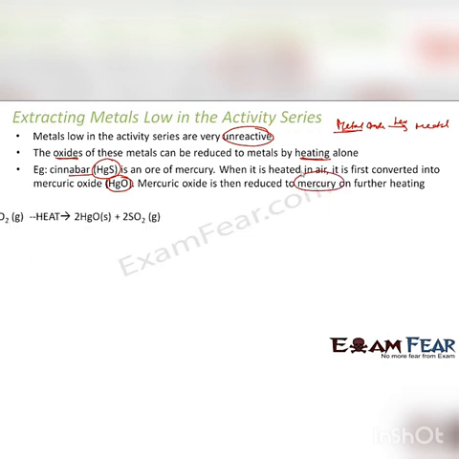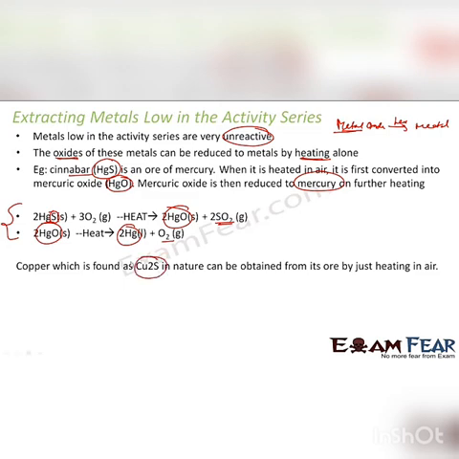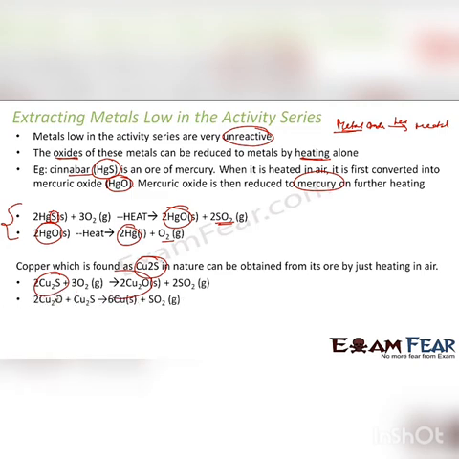The reaction is like this. You have HgS, the cinnabar, heat it in the presence of oxygen, it becomes HgO, mercuric oxide, and SO2. Then you again heat it, it becomes mercury, and you get oxygen. So you just heat it and you get the metal. They are low reactive metals. Similarly for copper also, you get it in Cu2S form, right? You heat this Cu2S, you get copper oxide, and this copper oxide, you again heat the same way, you get copper. So that's how it is, right? You just have to heat it, and you get the metal. And that's the thing with the low reactive metals.